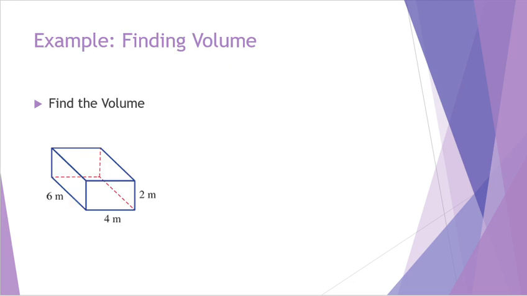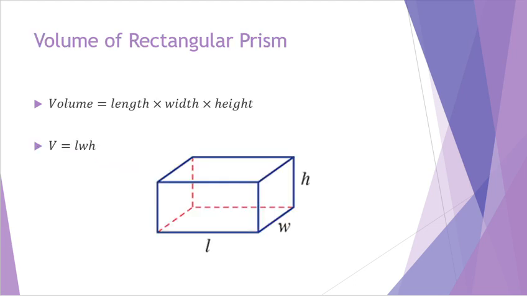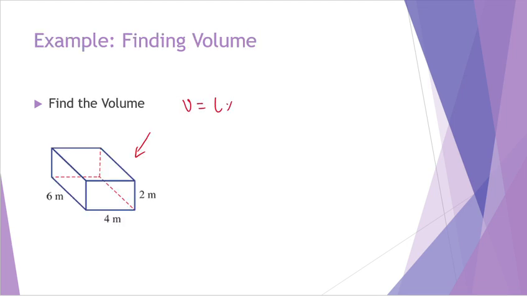So in this example here, we'll just walk you through it. We need to find the volume of this particular shape. This shape is a rectangular prism. So I would always start out by writing the formula. V is equal to what again? Length times width times height.